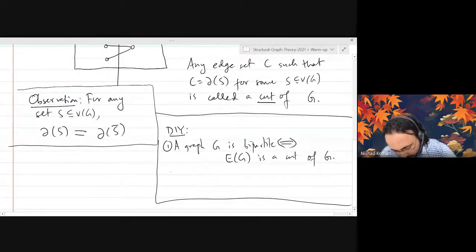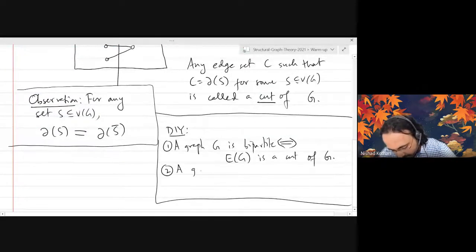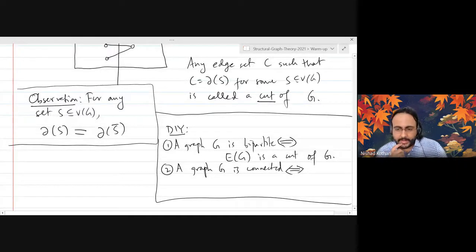So please prove this. And the second one I want you to think about is a graph G is connected if and only if, and again I want to make some statement on the right hand side pertaining to the cuts of the graph. This time I want somebody else to answer. I want to make some statement about a graph being connected in terms of the cuts of the graph, and I would like someone else to try to answer this one.